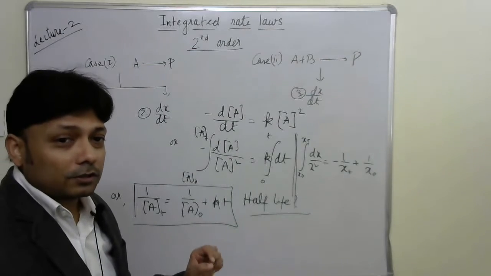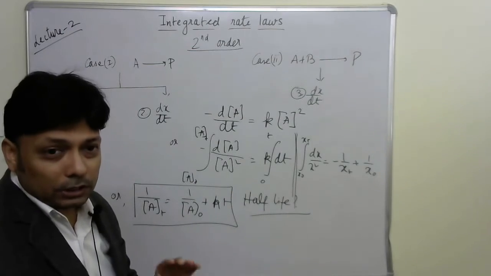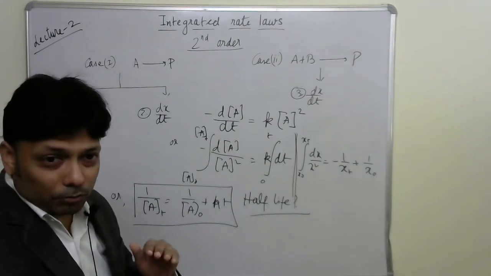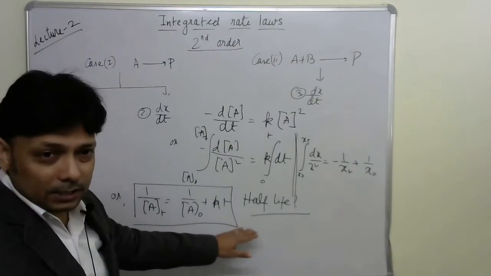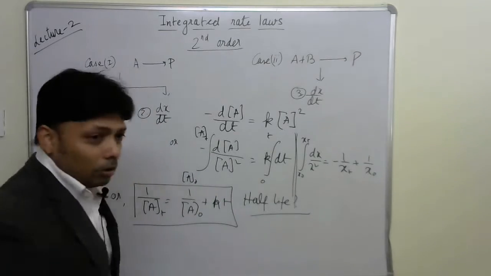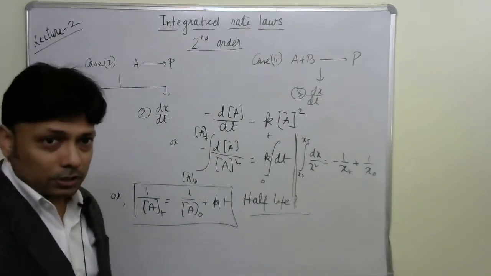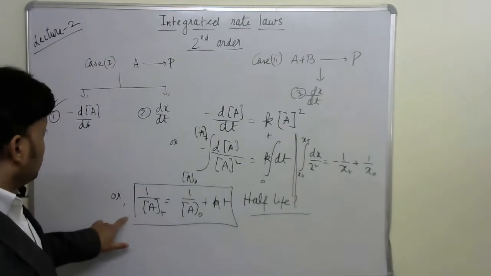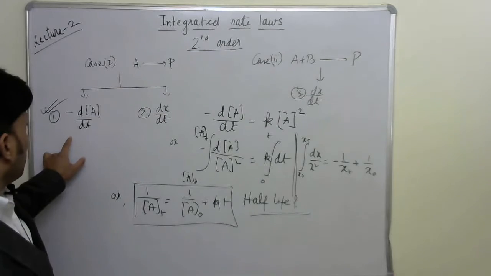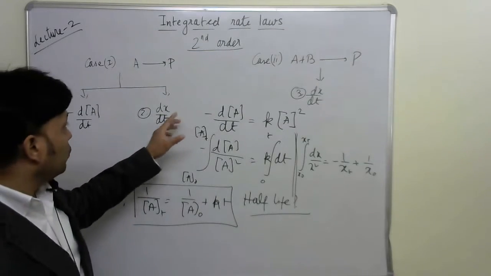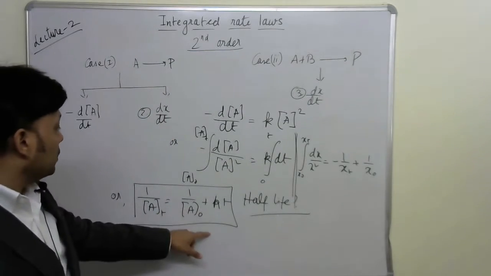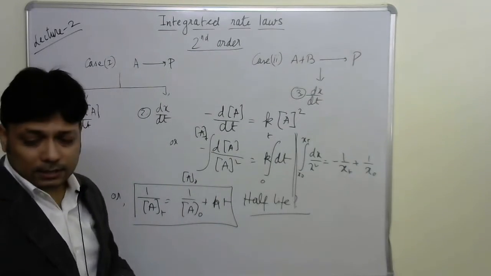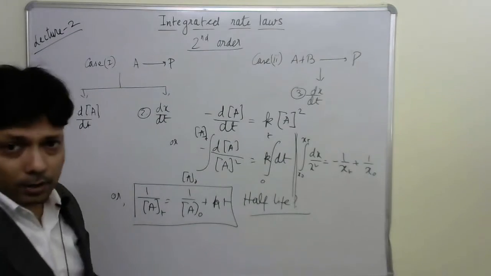Unlike the first order, the half-life was not dependent on the initial concentration. Okay, so it was dependent on the rate constant, but here you will see the half-life is dependent on the initial concentration. So this is the integrated rate laws in terms of disappearance of the reactant. So now we are going to frame the integrated rate law in terms of appearance of the product, or dx/dt. So let's clean the board and proceed.